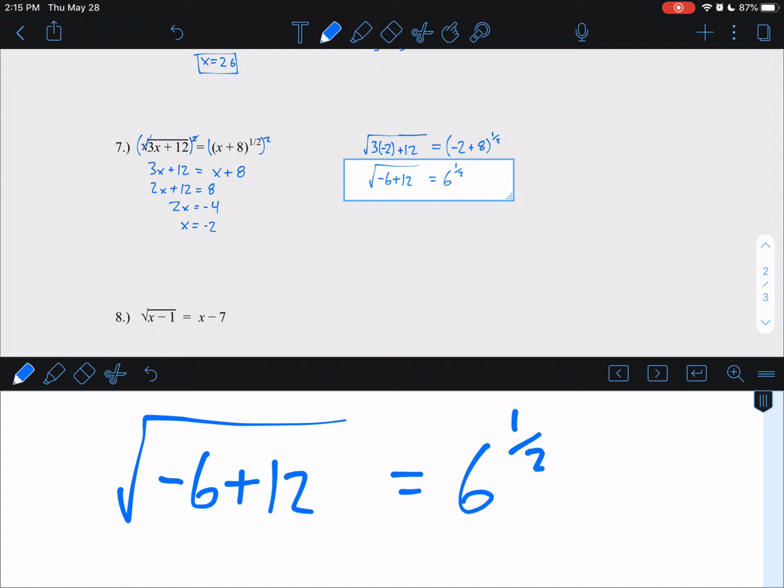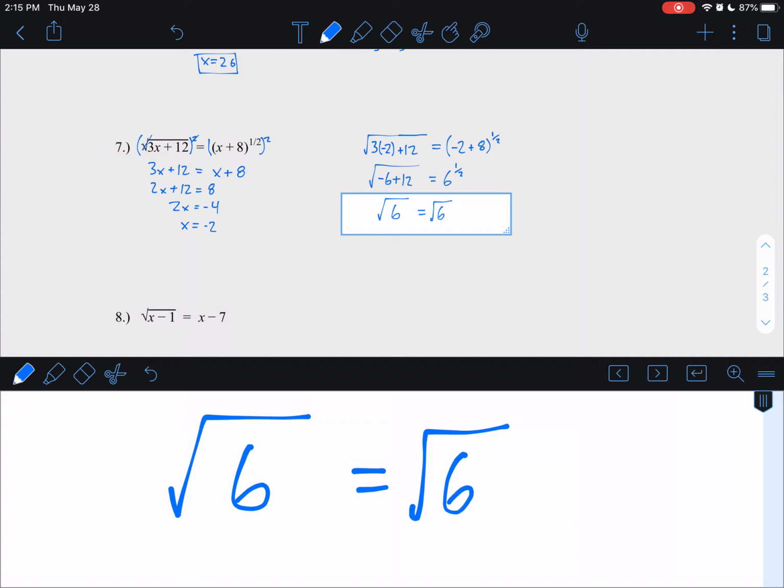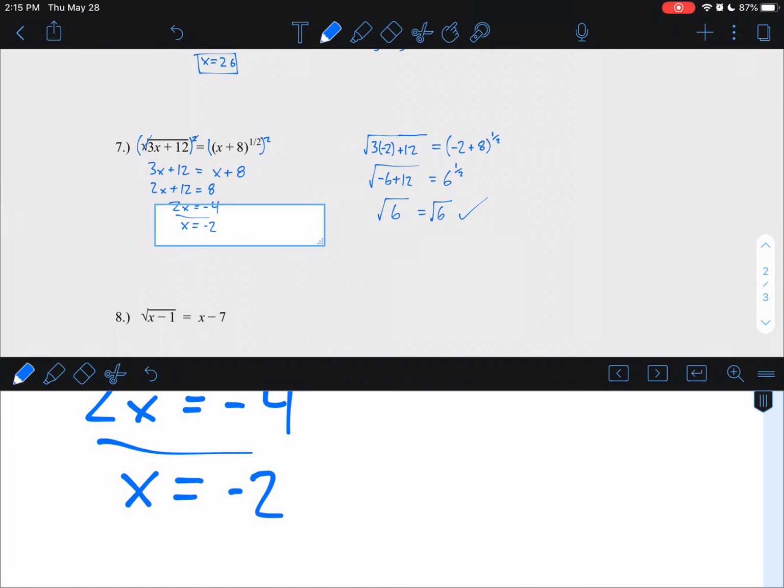Negative 6 plus 12 is 6. So this is the square root of 6. And then that 6 to the 1/2 power, as we learned earlier, we can rewrite as the square root of 6. I don't know what the square root of 6 is, it's going to be a decimal of some sort, but I know that the square root of 6 is equal to the square root of 6. So either way, this is true. So that means our answer is x equals negative 2.